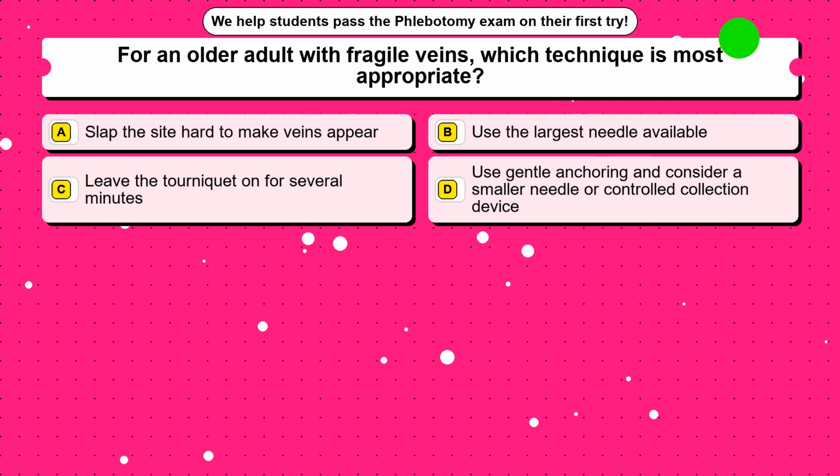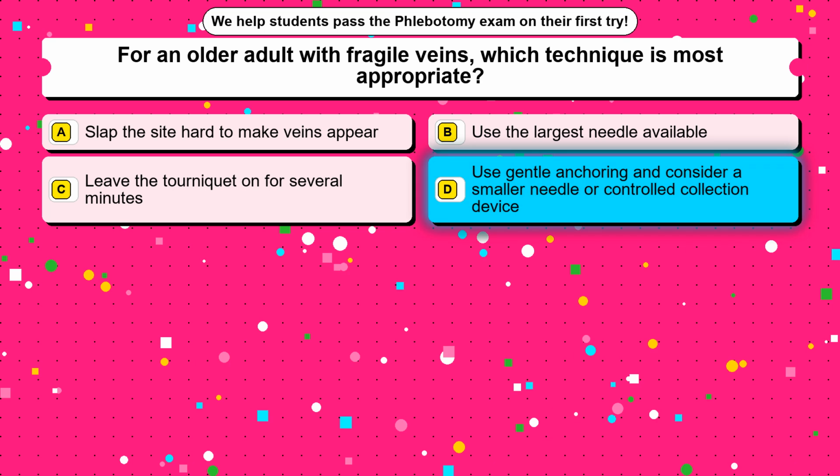Question 96. For an older adult with fragile veins, which technique is most appropriate? Option A. Slap the site hard to make veins appear. Option B. Use the largest needle available. Option C. Leave the tourniquet on for several minutes. Option D. Use gentle anchoring and consider a smaller needle or controlled collection device.